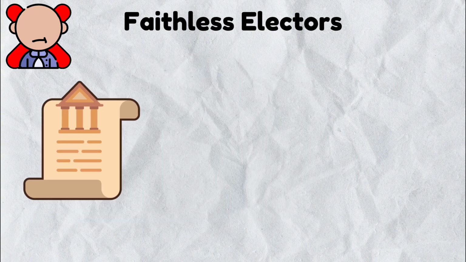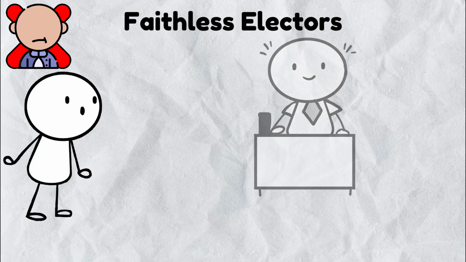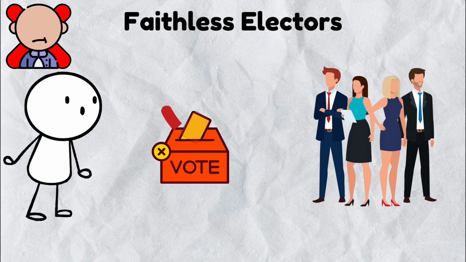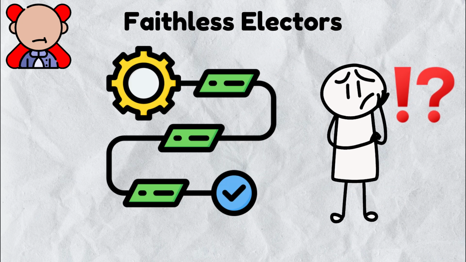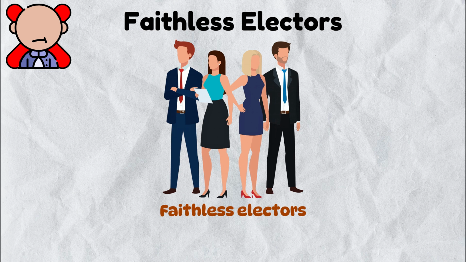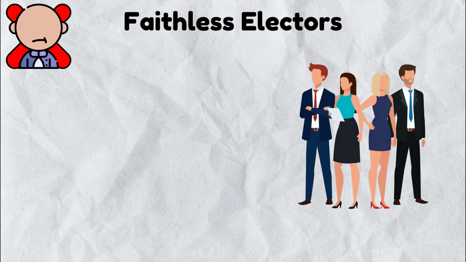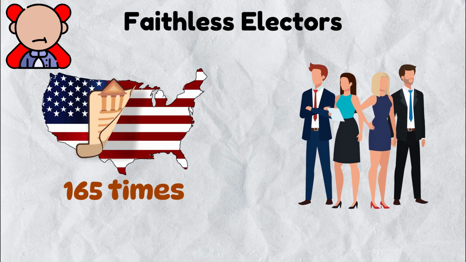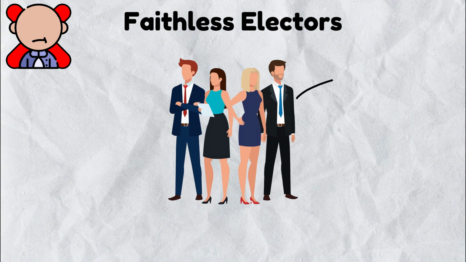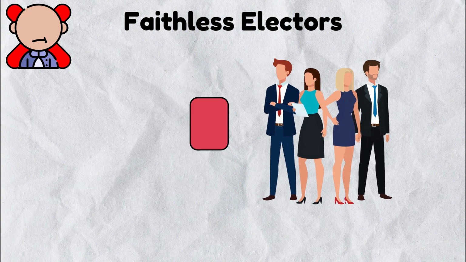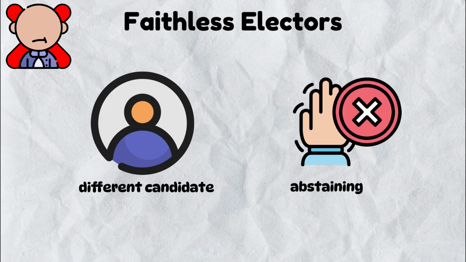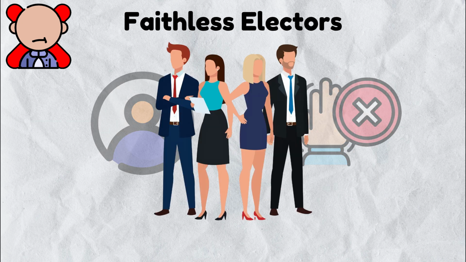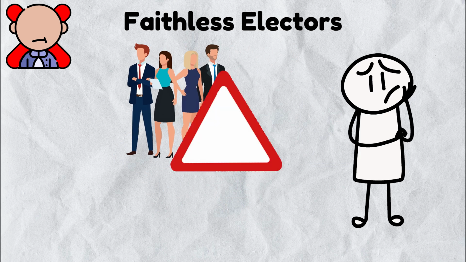But what happens when these electors go rogue? In the history of U.S. presidential elections, a surprising number of electors have cast votes contrary to expectations, raising questions about the integrity of the process. These individuals are known as faithless electors, and their actions have occurred 165 times throughout U.S. history. Faithless electors are party representatives who vote against their state's election results, either by voting for a different candidate or abstaining. While they have never swung an election outcome, their potential impact remains a concern.